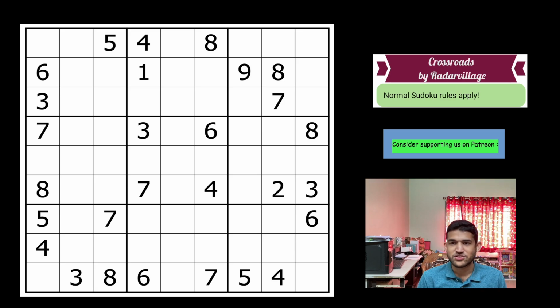Today's video is on a classic Sudoku created by Radarvillage. I spotted this Sudoku on the Sudoku testing submissions page of the CTC Discord server and I gave it an attempt a while earlier. I found this to be extremely impressive, so I would request everyone to stay tuned till the end of this video because this is a logical paradise for sure.